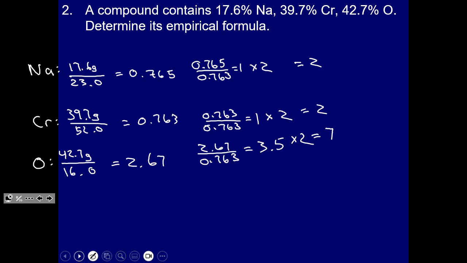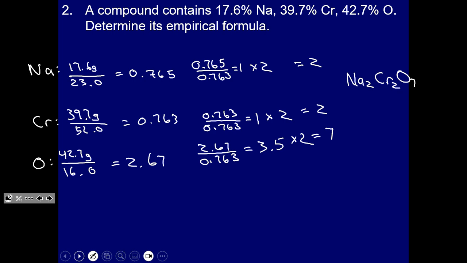Okay? And now we've done it. We've now created that whole number ratio again. It has to be a whole number ratio, and that's why that 3.5 is not allowed. So now I can write that this is Na2Cr2O7. And I think if we check that, that's sodium dichromate or something like that.